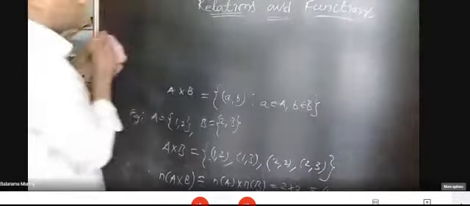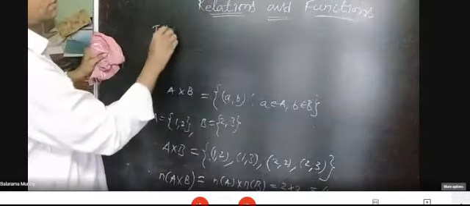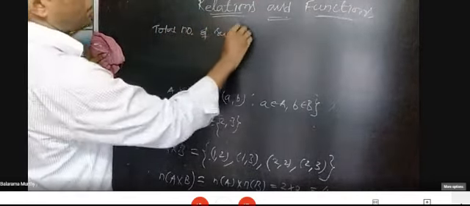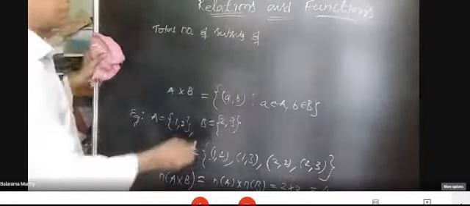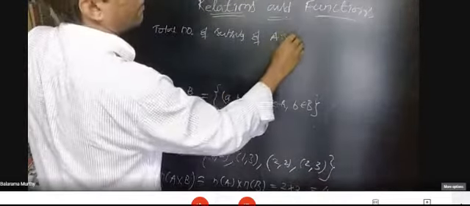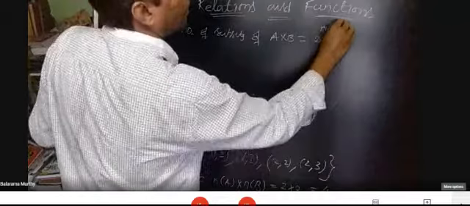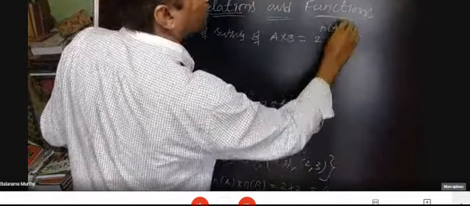Right? Then, how many subsets are possible? How many subsets? Total number of subsets of A cross B is equivalent to 2 power n of A into n of B. In this example, it is what? 2 power 4.